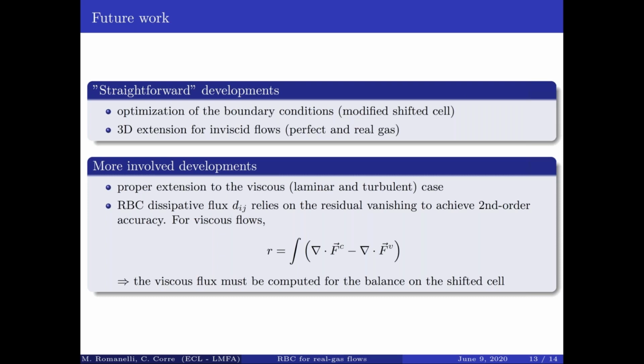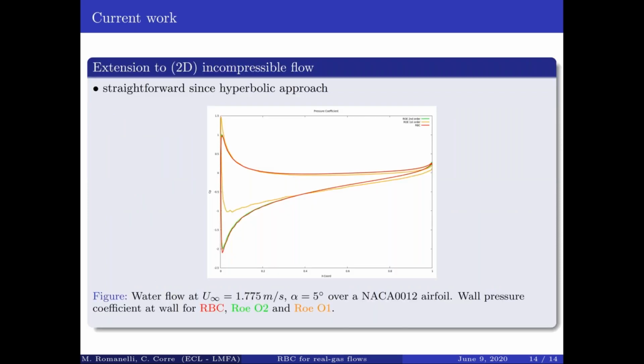Just to conclude on a good note, we've actually implemented the version of RBC still in 2D and still in VSID, but in the incompressible solver. And on the last slide, I just have a result showing a comparison for a flow of water. It was very straightforward because the incompressible flow solver is hyperbolic. It relies on hyperbolic assumptions, so we could achieve the same accuracy as second order Roe with RBC. And this concludes my presentation.